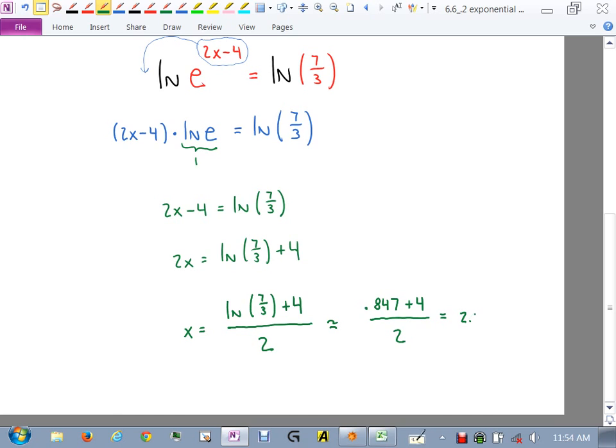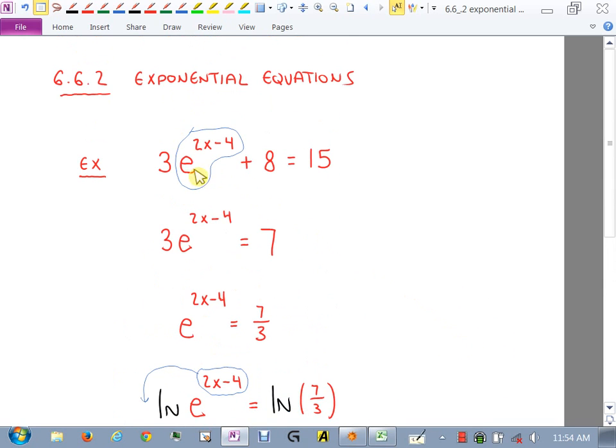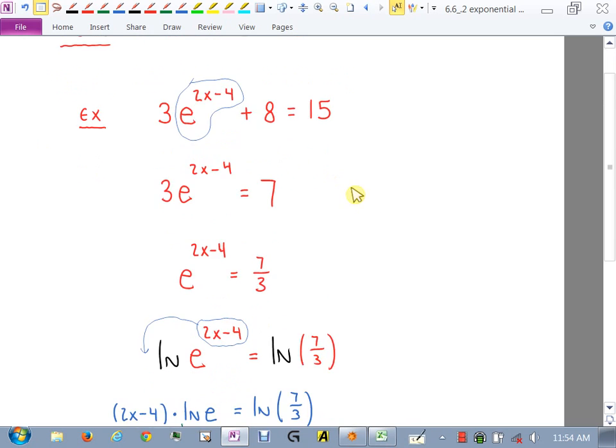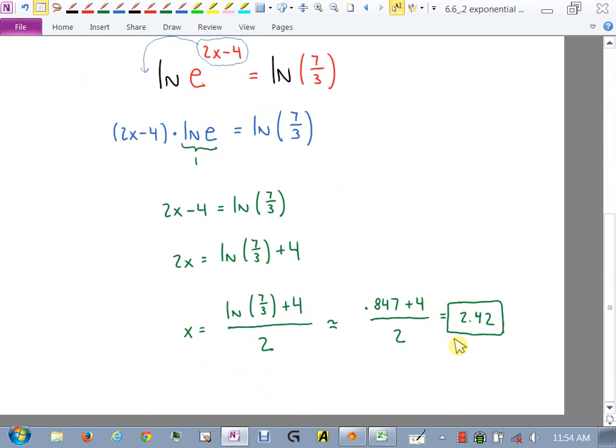Approximately 2.4, 2.42, something like that, right? There you go. Now, should I check this answer? Was it a log equation? No, you don't have any domain restrictions. So this should be my answer. Questions?